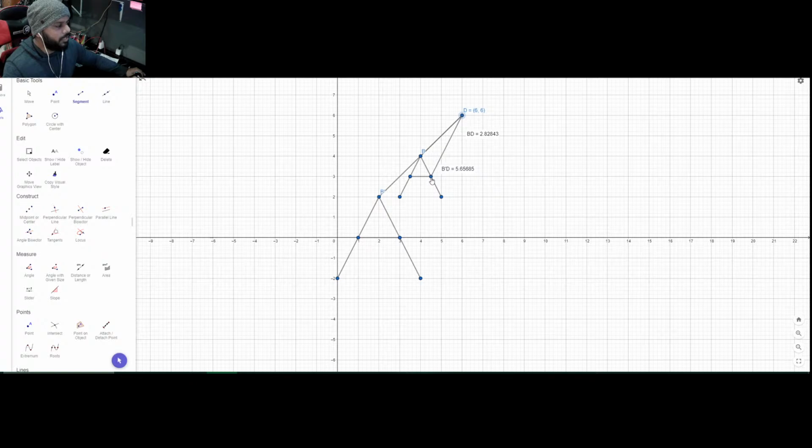From D to here, it will be along the same line as from D to the image point. From D to here, it will be the same line as D to the image point. From D to here, the same line. And lastly, from D to here, the same line from D to the image point. They follow the same line.